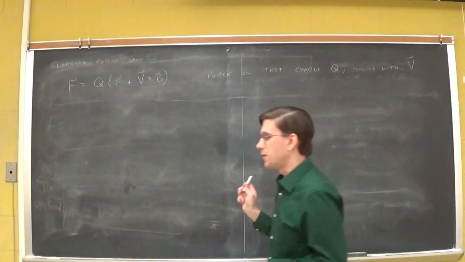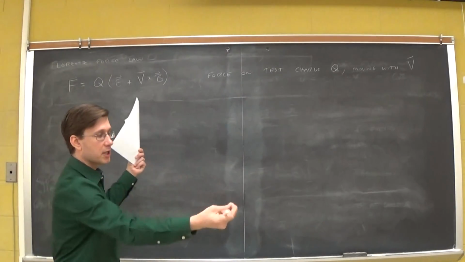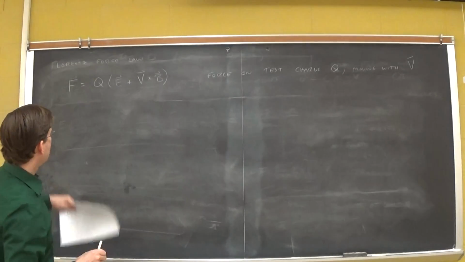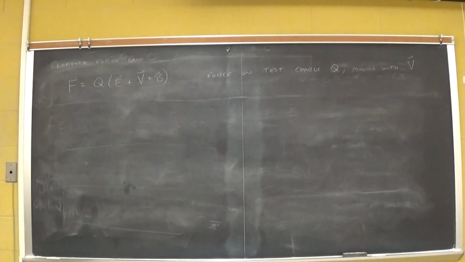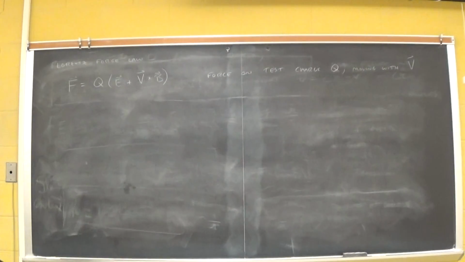Again, I'm using capital V here because I want to distinguish it from the lowercase v, which is some other charge that's creating the electric and magnetic fields in the first place. So we can say that the force is capital Q times E plus capital V cross B. We had E and B before, which are the fields from the moving point charge.